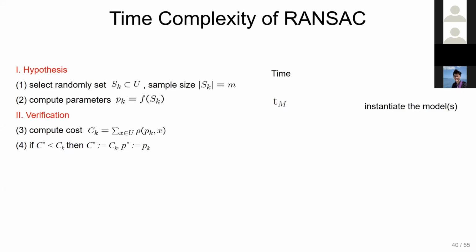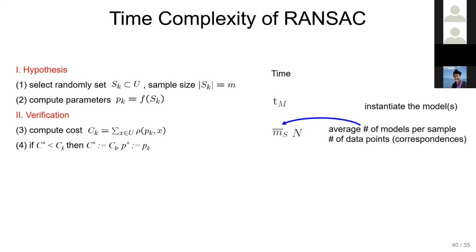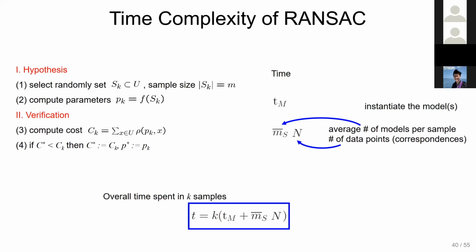So the time of RANSAC can be divided into time spent in hypothesis generation and in the verification. And it consists of the average number of models that you have per sample. So for example, this is 1 to 3 for epipolar geometry. I believe the average is something like 2.3. And the number of points, because for every model, you are verifying all the points. So the overall time spent in K samples is the formula here.